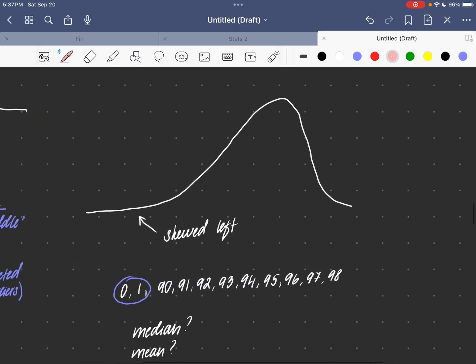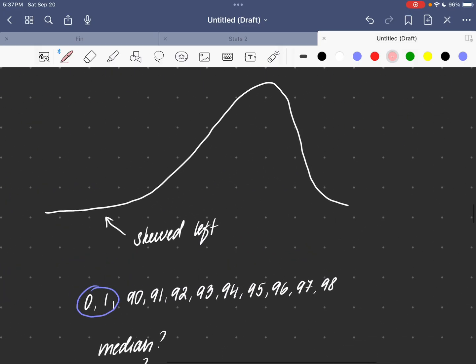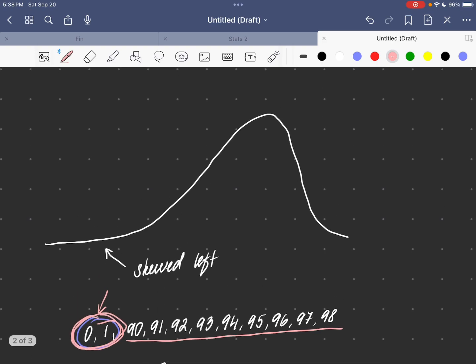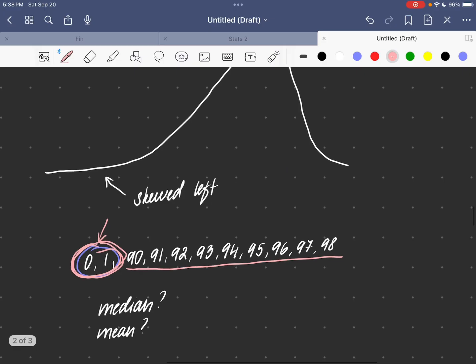Right here, we have a distribution that is skewed to the left. So as I already mentioned, if it's skewed to the left, it probably has very unusual small values. And as we can see here, it has 0 and 1 as very small numbers. Majority of the data, though, is located in the 90s. So this is highly unusual. So let's try to calculate the median and the mean for this data.